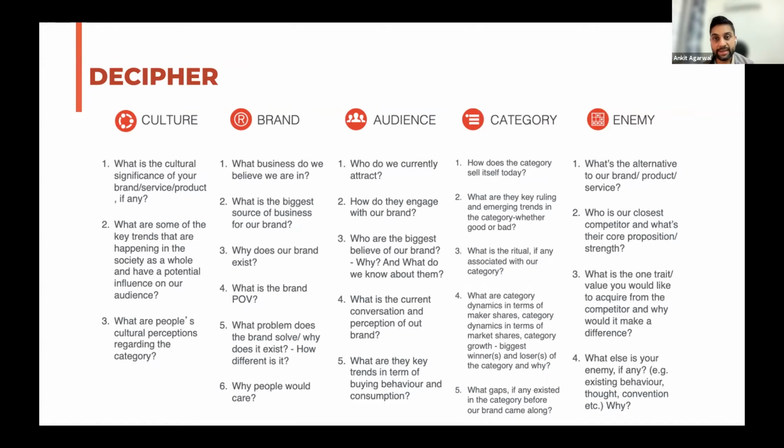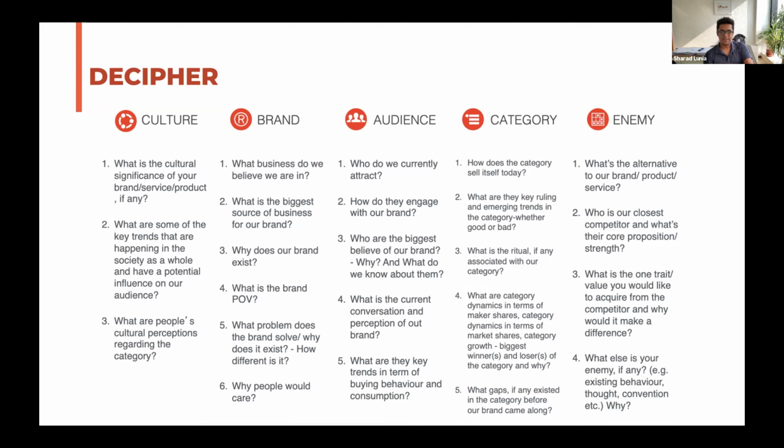Any particular question on this slide? Anything that you did not understand, anybody? Or anything you'd want me to detail out? We good? Okay. Maybe Ankit, just as an example, like you gave for culture and brand, can you give one example for this decaf for the audience category?